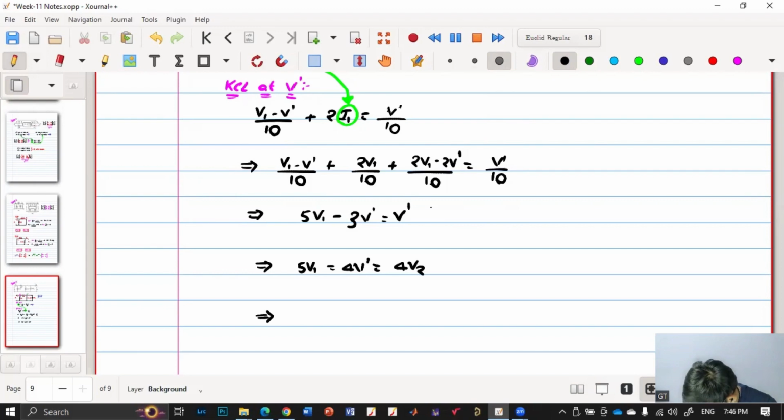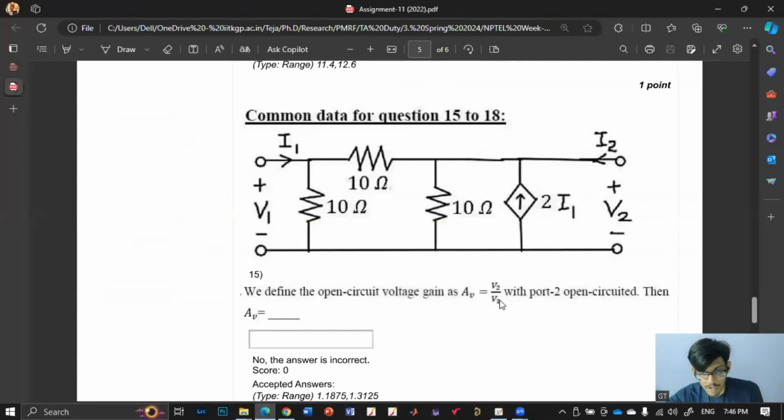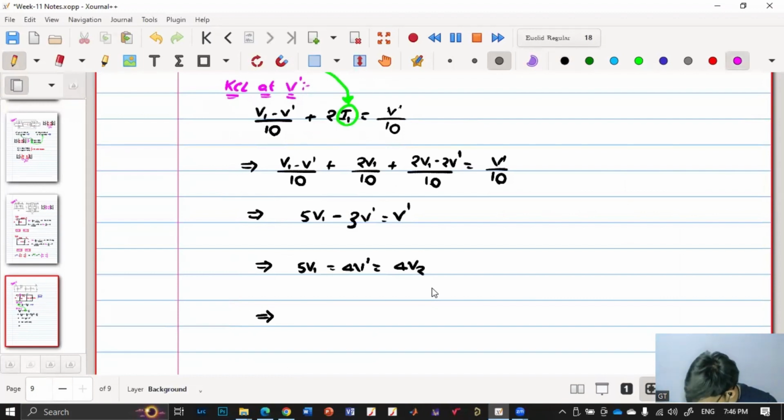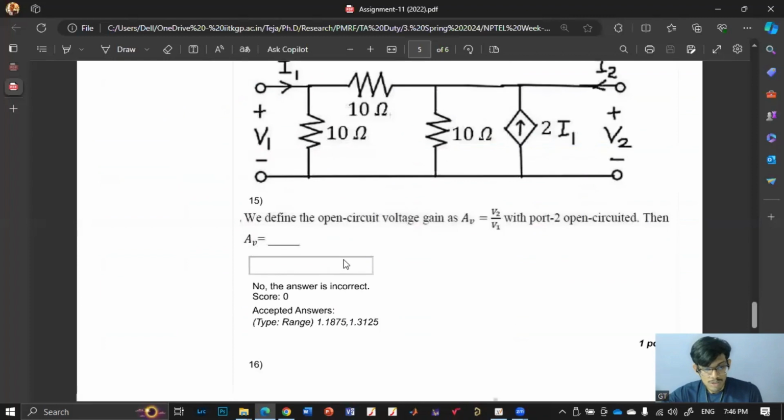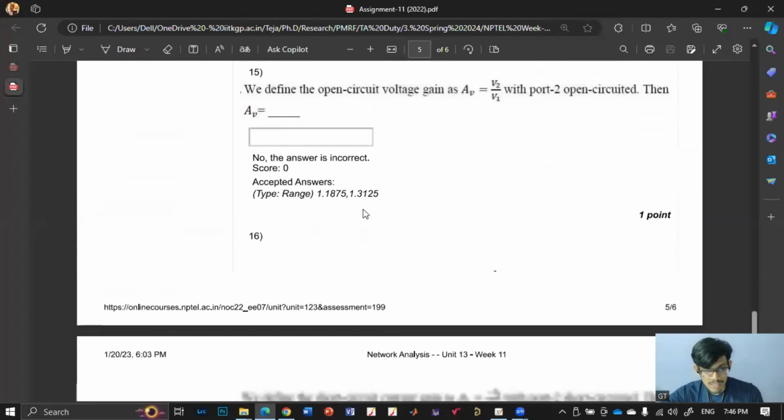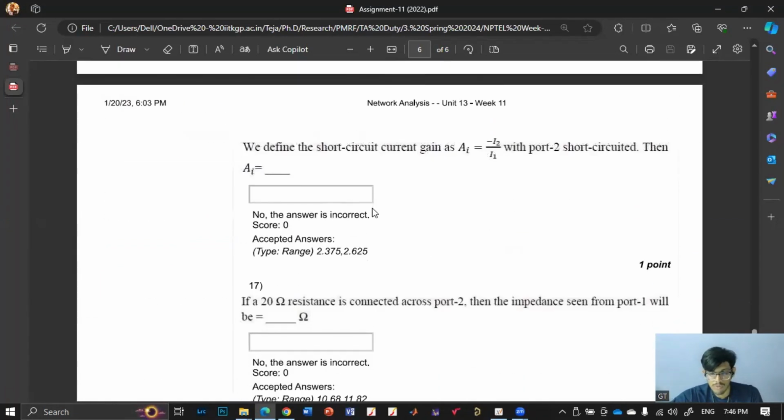Now we'll get whatever they have asked. In the problem they have asked AV equal to V2/V1. So AV is equal to V2/V1, which is 5/4. That implies AV is equal to 1.25. So we'll see AV is 1.25. Okay, fine, so the first part is done.